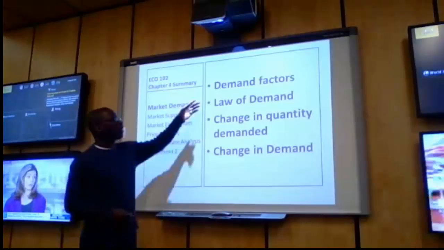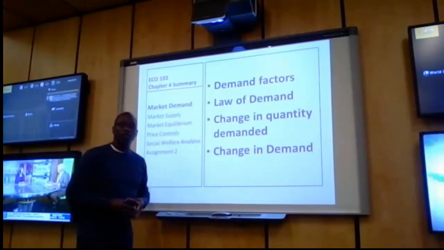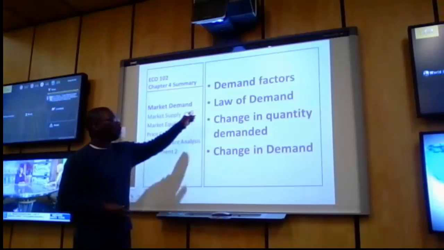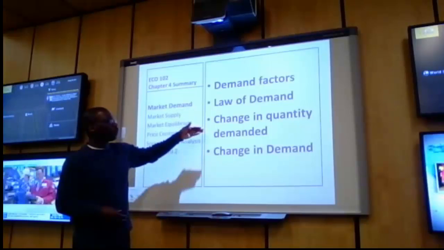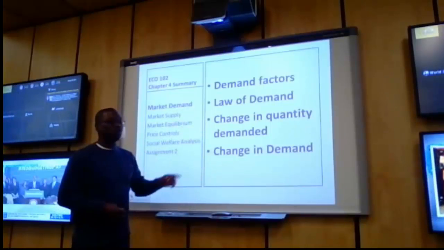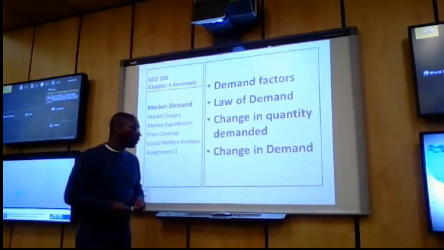But also, so let me discuss market demand. We're going to introduce demand factors that can influence demand. We're going to introduce this basic economic concept called the law of demand. And related to the law of demand, we're going to talk about a change in quantities demanded as well as a change in demand. I'm going to graphically illustrate all these concepts.